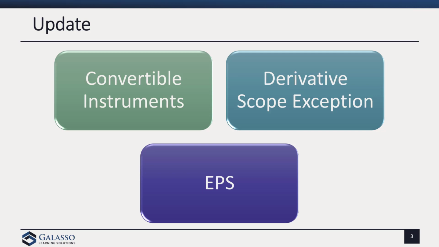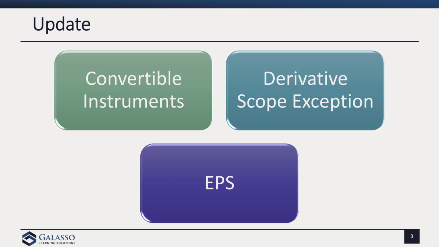So let's start off with the convertible instruments model. Currently there are 5 accounting models within the convertible debt instruments, and so that can obviously be overwhelming. One of the things that this does is reduce the number of accounting models for convertible debt instruments and convertible preferred stock by eliminating the beneficial conversion feature model and the cash conversion model.